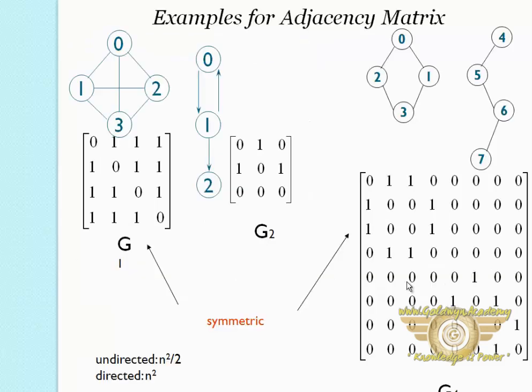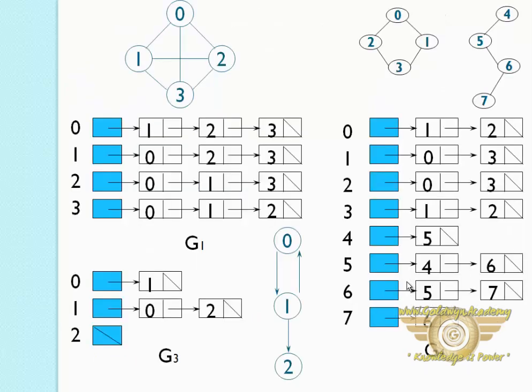Examples for adjacency matrix. The matrices for the graphs G1, G2 and G4 are as shown below. Graphs G1 and G4 are symmetric. This is a logical representation of an adjacency list. As shown in the diagram, consider the first diagram, which is an undirected graph. 0 is connected to 1, 2 and 3. 1 is connected to 0, 2 and 3. 2 is connected to 0, 1 and 3. And 3 is connected to 0, 1 and 2. Similarly, we can consider the other diagrams.